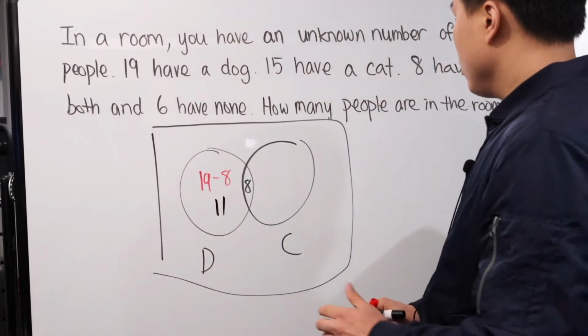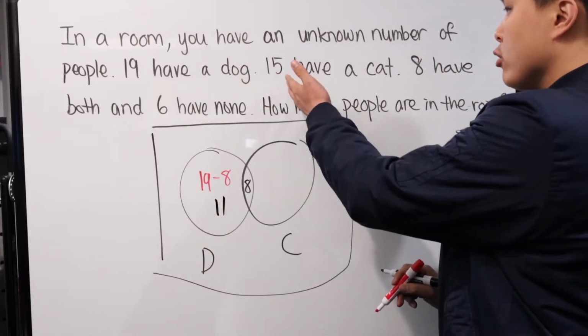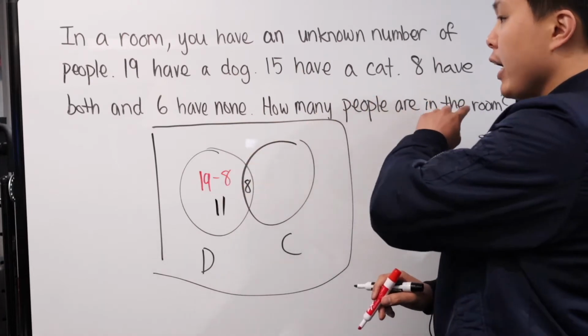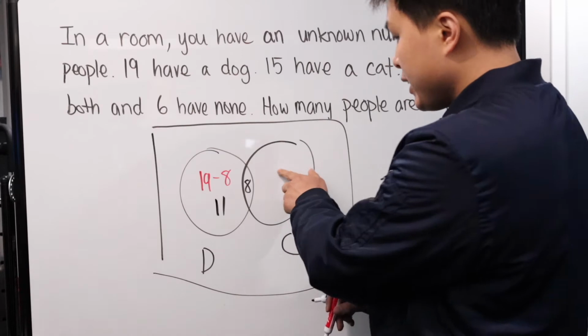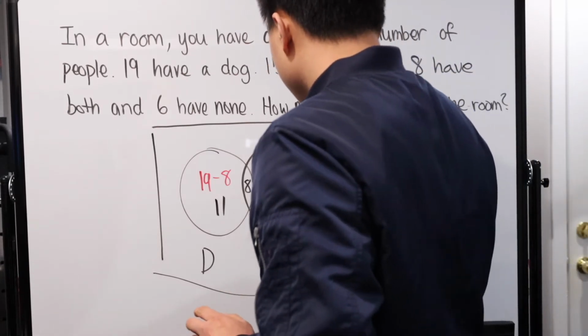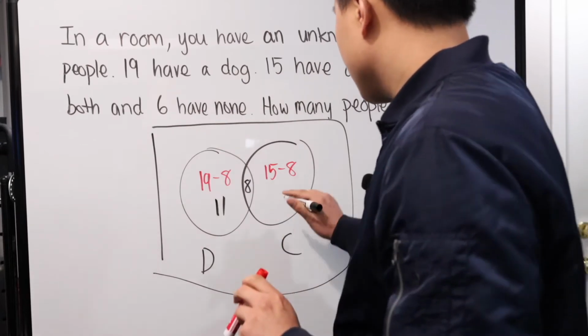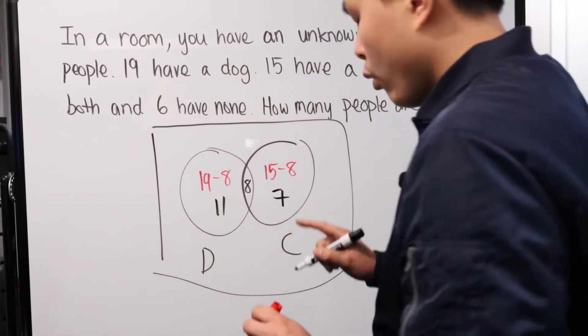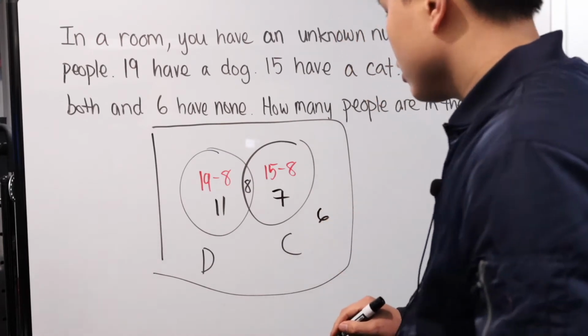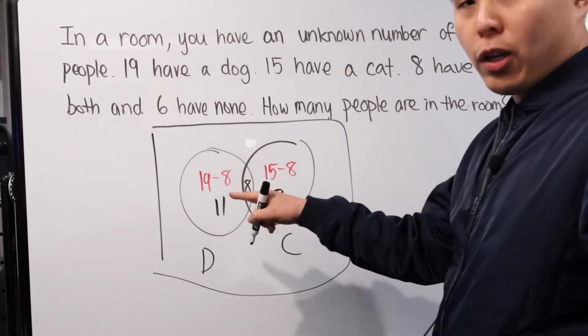Okay, that's dog. Well, we can do the same reasoning for cat. If there are 15 individuals that have a cat, and we know that overlapping we have 8 who have both, then here it's not 15, it's actually 15 minus 8. So in that case, that's 7. We also know that we have 6, let's just say out here, that have none of them. They don't belong in either.